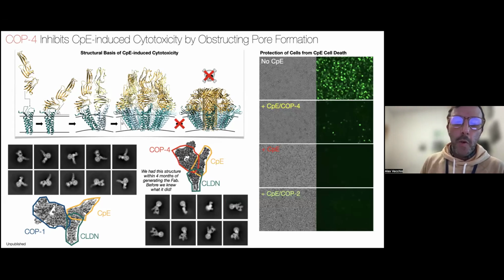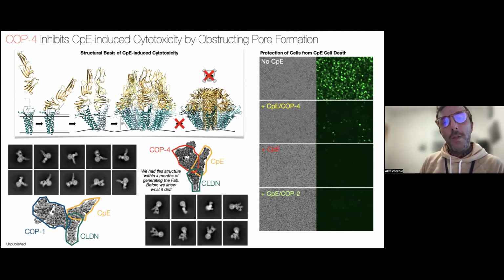At the same time, we were working with Tony's lab to find new Fabs. And so we found this one called COP4, which we specifically tried to find targeted against this full-length CPE. And because we were already schooled in the protein biochemistry and cryo-EM, when we received this Fab from Tony's lab, we did our normal purification, we did our normal data collection, and we got a structure of it within 4 months. We got a structure of it before we even knew what it did.